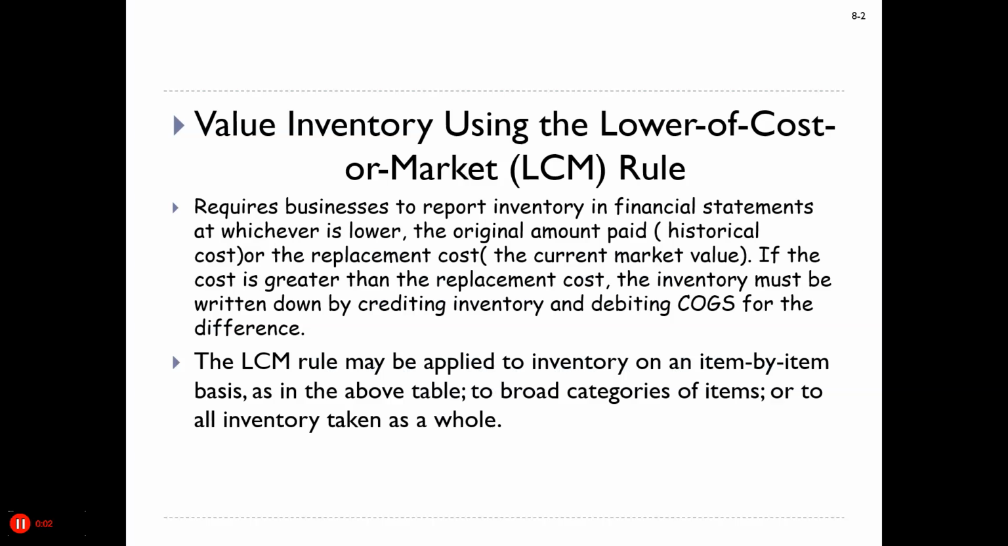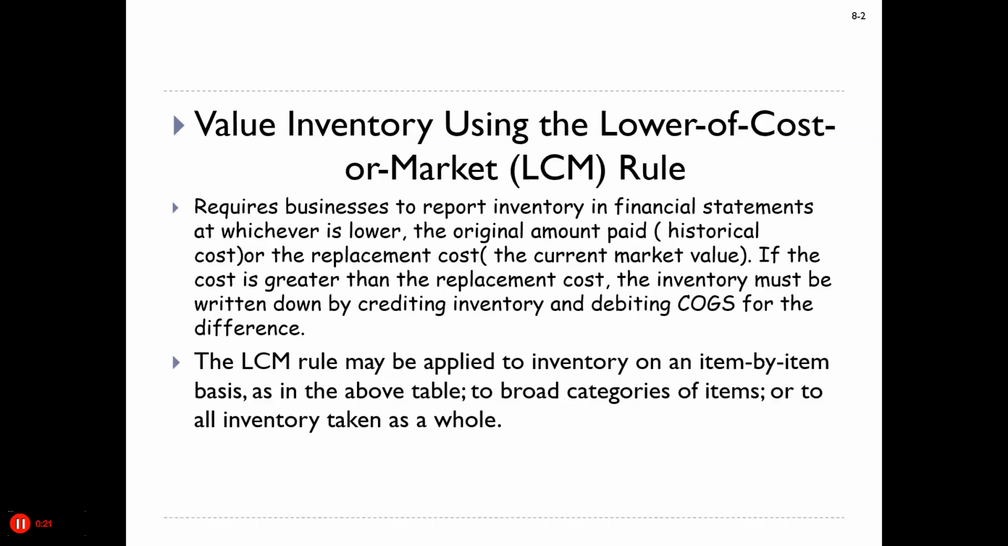Chapter 5, now what we're going to do is look at inventory valuation, and we're going to use the lower of cost or market, and then we're going to look at the gross profit method used to estimate ending inventory. So first we're going to look at lower of cost or market.